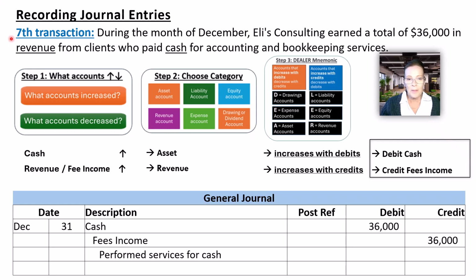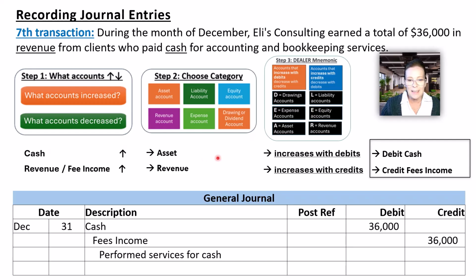For the seventh transaction of this new business, Eli's Consulting earned a total of $36,000 in revenue from clients who paid cash for accounting and bookkeeping services. Typically, for this type of transaction, we would have the sales invoice to the customer and a cash receipt as documentation. For this transaction, cash increased.